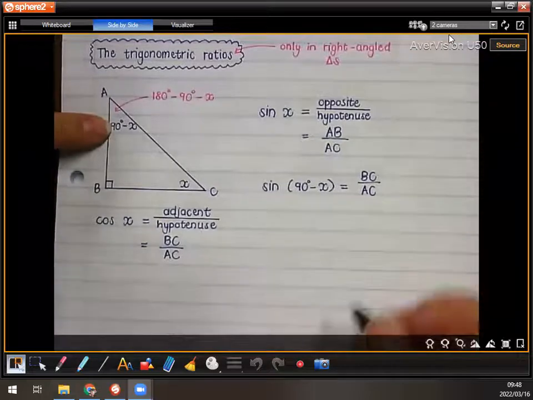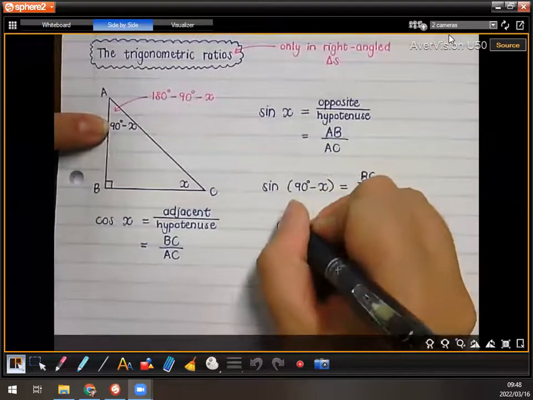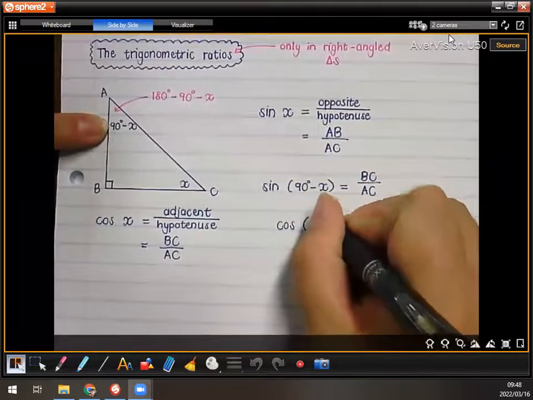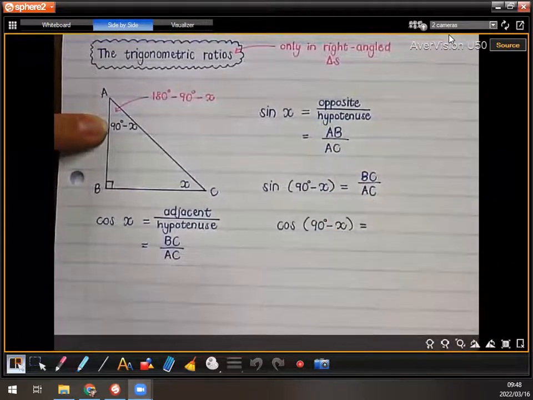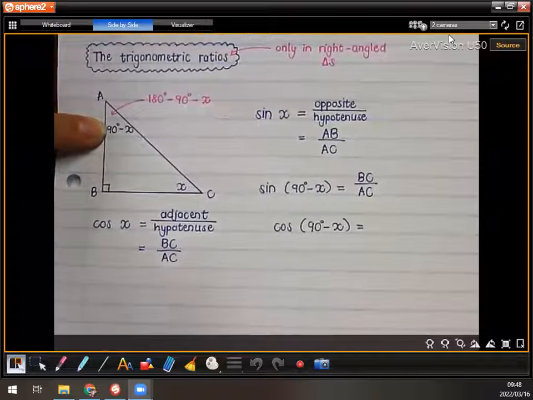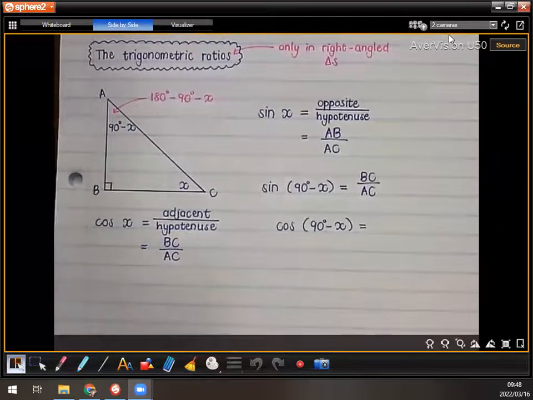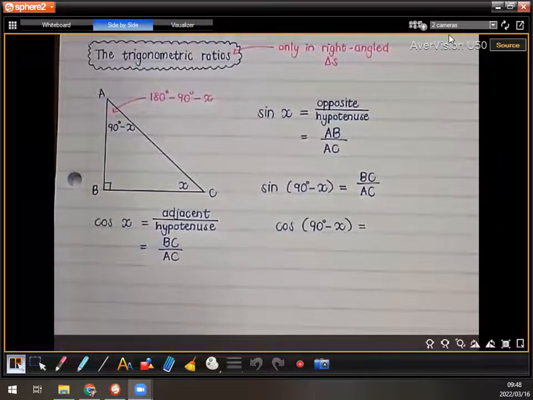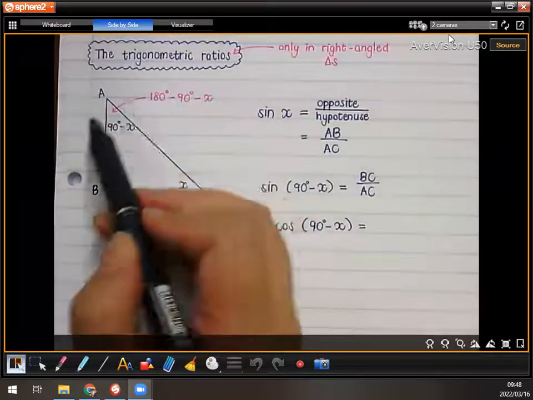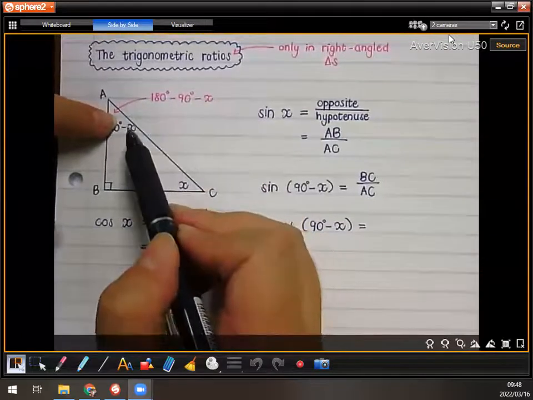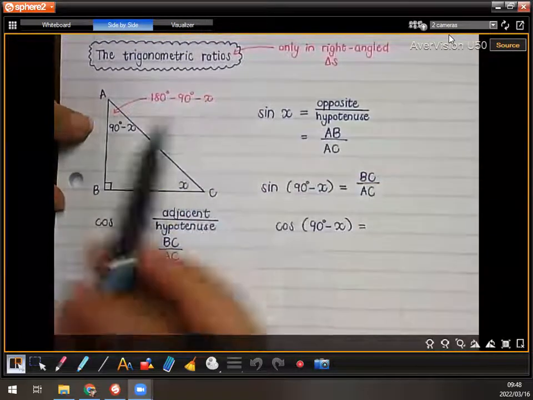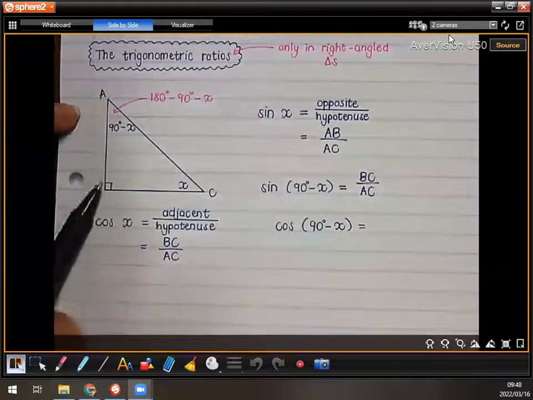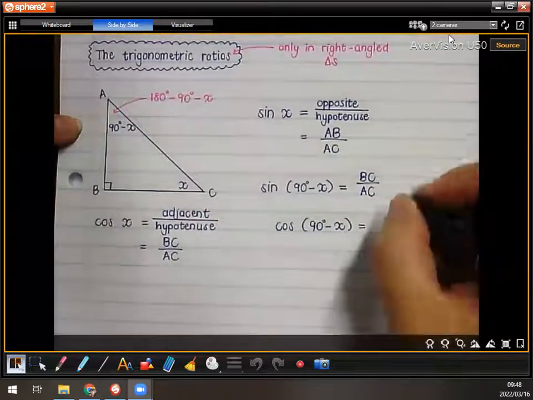Let's do cos of 90 minus x. We're going to use the same definition. Cos is always the adjacent side over the hypotenuse. And we're looking at 90 minus x. The adjacent side is now the one that's next to it that's not the hypotenuse. So AB over the hypotenuse, which is AC.